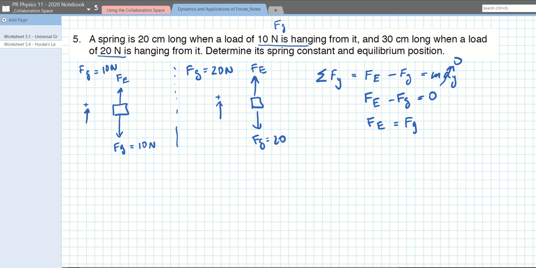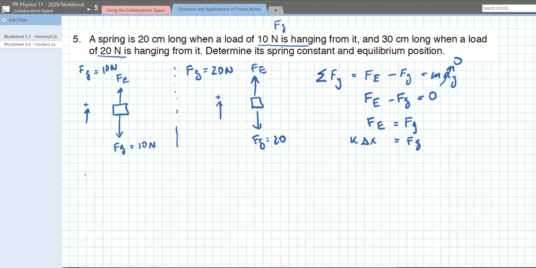Now let's expand our Fe force, which is going to be our delta x times k. The force of gravity we don't need to expand because it's already given to us, so we don't need to write m times g because we just have the value of 10 newtons or 20 newtons. So we're going to leave that as Fg. The thing that we have to figure out is the delta x, so we need to expand the delta x for each case.